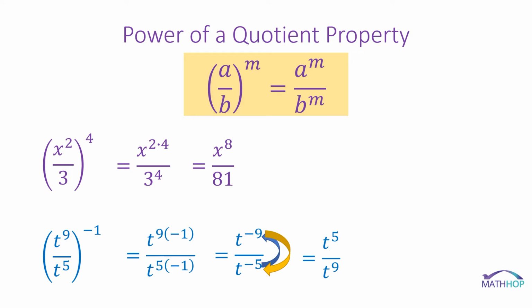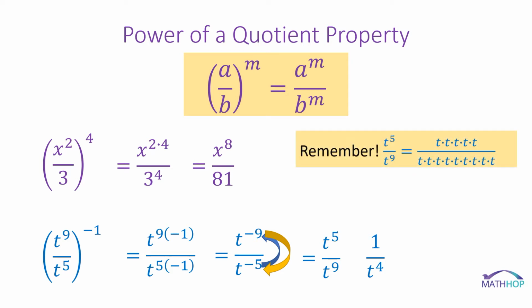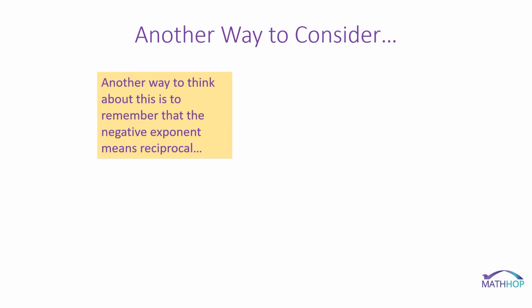You get t to the 5th divided by t to the 9th, and you simply have 1 over t to the 4th. Because remember, t to the 5th over t to the 9th, we can simply divide out the t's in the numerator with the t's in the denominator, leaving 1 over 4 factors of t.